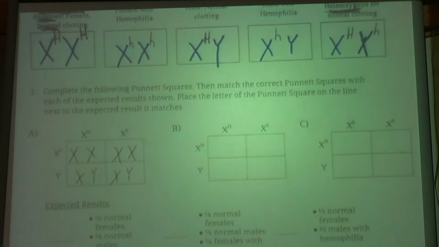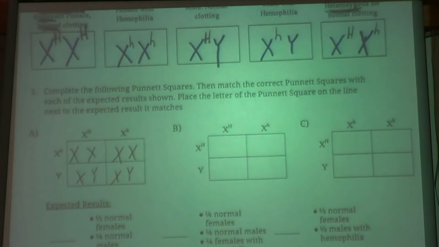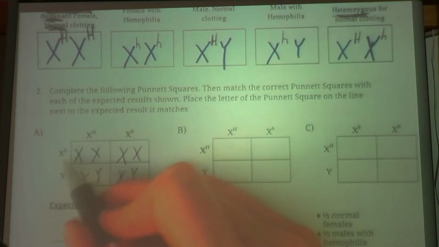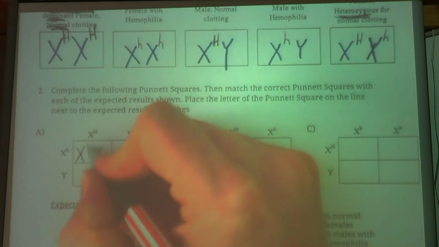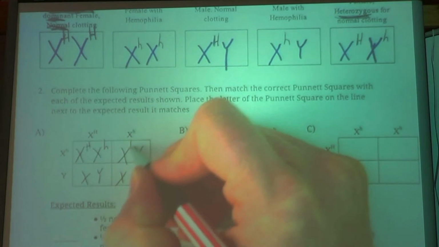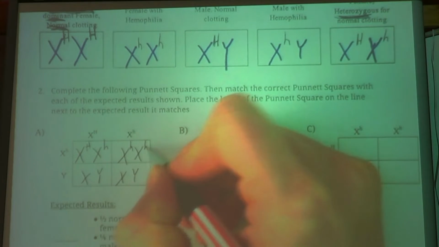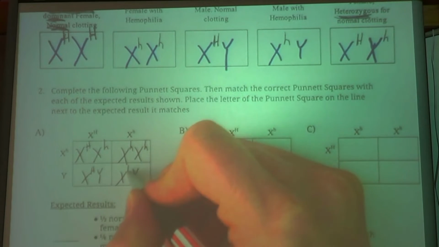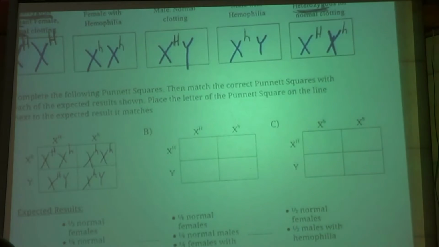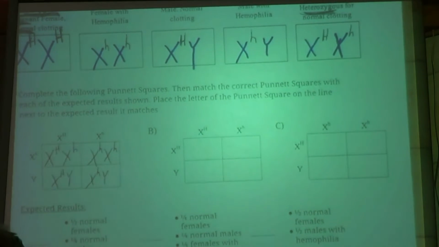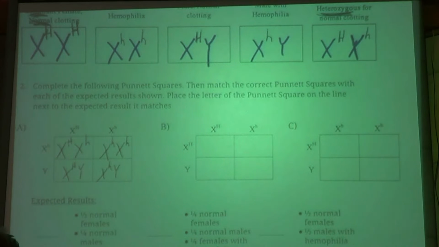And then when we talk about the H's, the dominant uppercase letter, like the B's on the other side, the H's would go first. So this is X, big H, X, little h. This is X, little h, X, little h. X, big H, Y, X, little h, Y. Now, of these four, do any of the offspring have hemophilia?